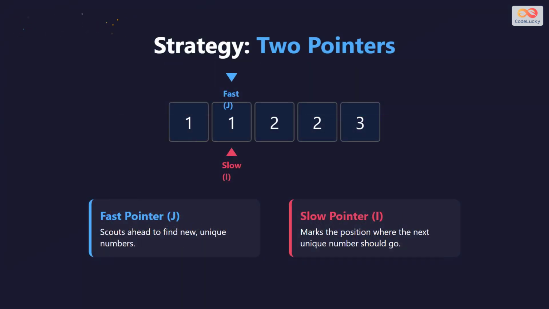To solve this efficiently, we use the two-pointer technique. We use a slow pointer, let's call it I, which tracks the position of the last unique element we found, and a fast pointer, J, which scouts ahead through the array to find new values.